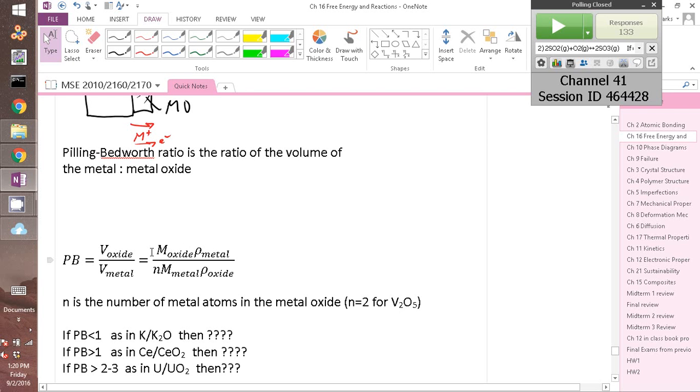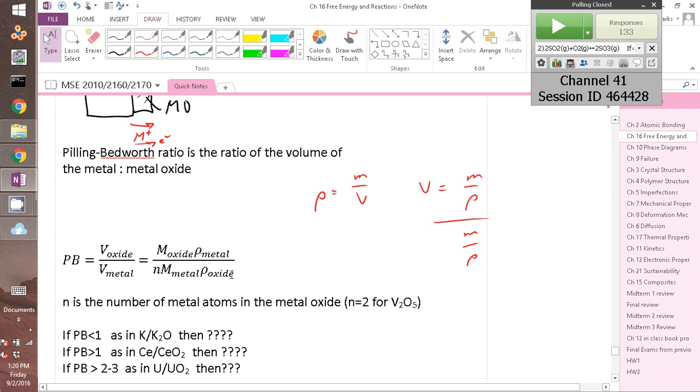If you remember that density equals mass over volume, and we're solving for volume, then volume equals mass over density. So if you take mass over density for the oxide, but divide it by mass over density for the metal, that's where you get this relationship. Technically, you need to account for the number of metal atoms in the metal oxide. So if you've got V2O5, n equals 2, because there are 2 metals per oxide.